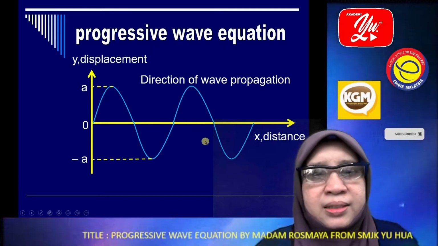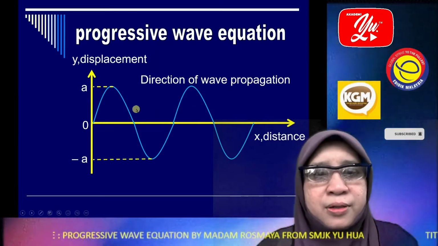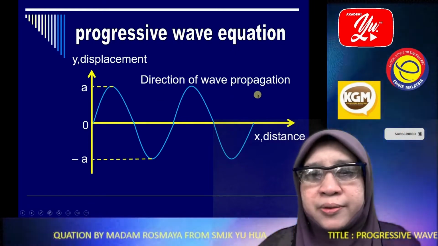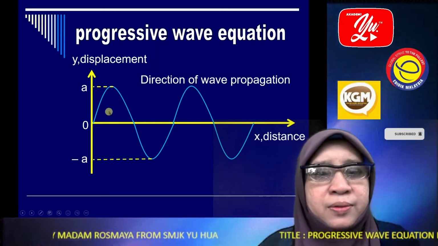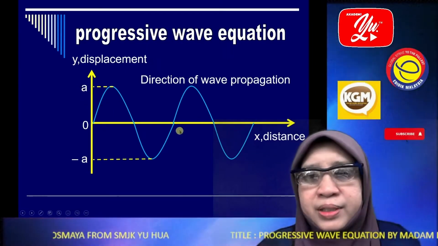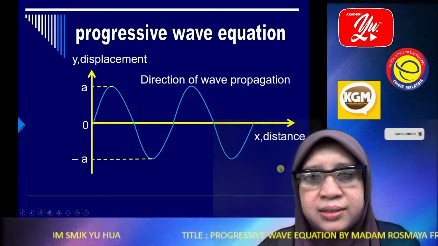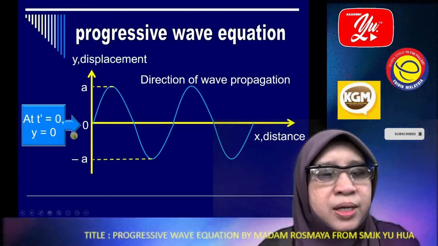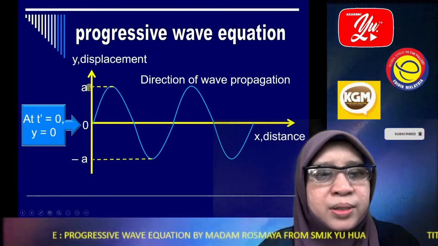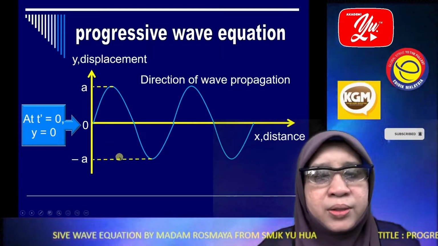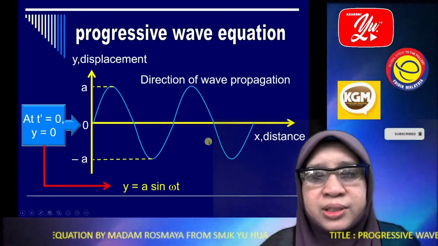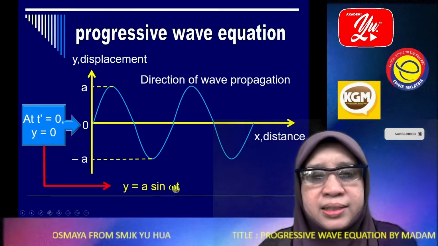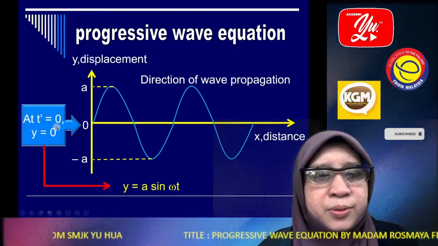So let's say this is the graph of a wave where the wave profile moves to the right. The amplitude of the wave is A, and this is y against x distance. Let's say at time 0, the initial time, y is 0. The y is displacement. So the graph is a sinusoidal shape. Therefore, we can write the equation as y equals A sine omega t. This is at time 0.